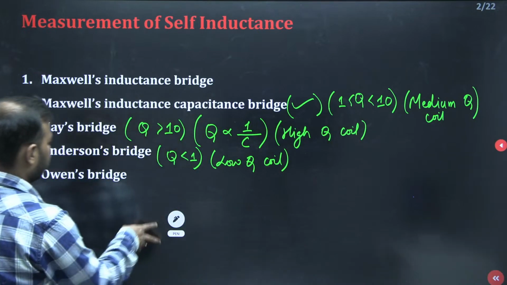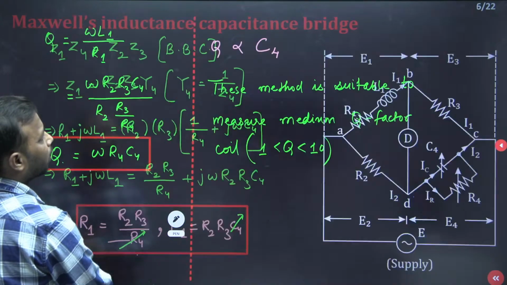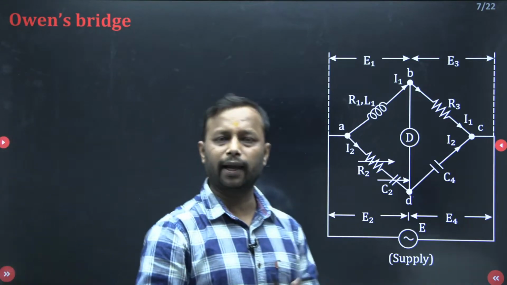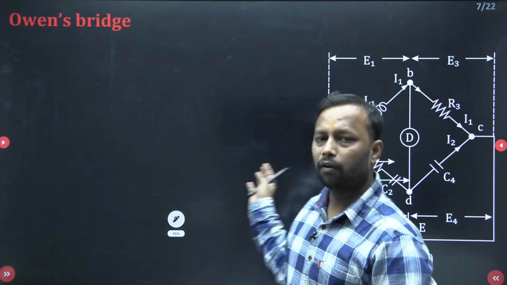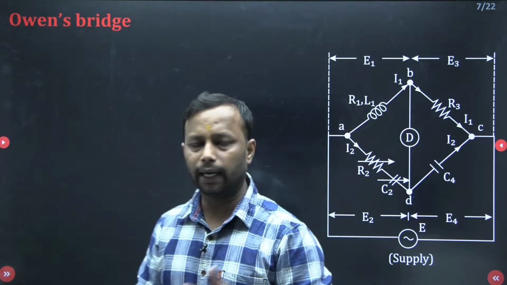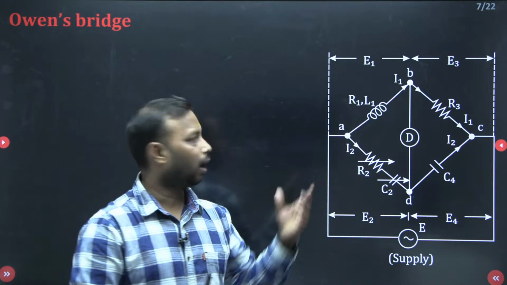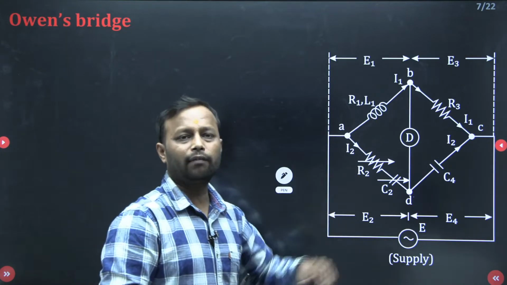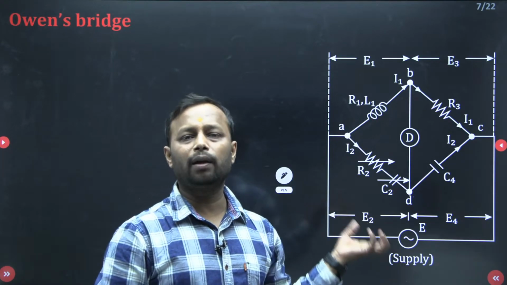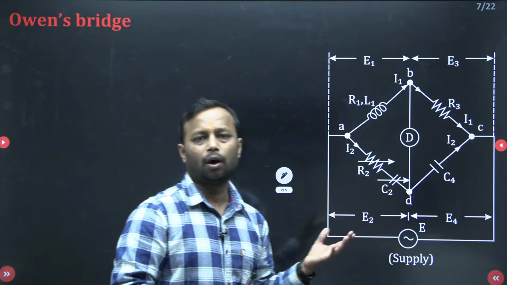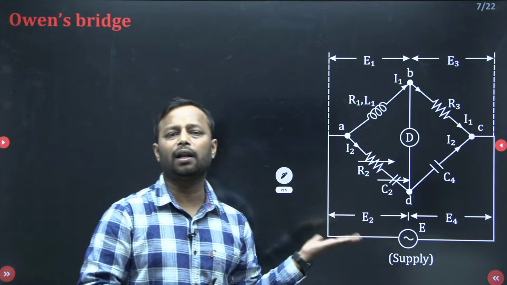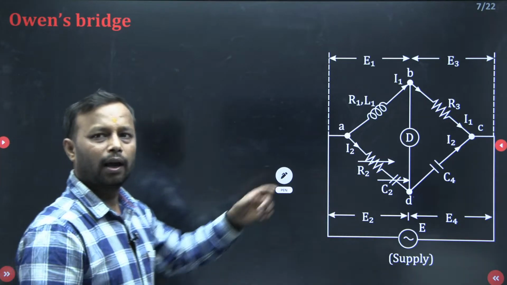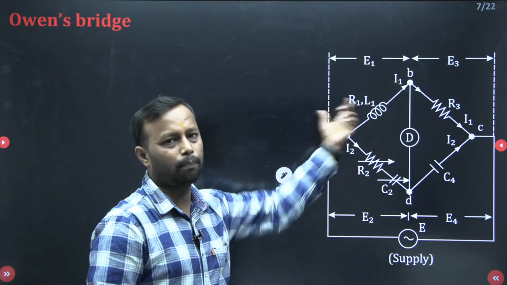Done? Okay. Now let us come to the next bridge, which is the Owen bridge. Again the same thing. From the Owen bridge, we are going to measure our inductance and the quality factor of a coil. Okay, so let us first calculate. Here I will let you know what the advantage of the Owen bridge is, or where practically we are using this Owen bridge. Okay, now for that let us calculate these unknown parameters.